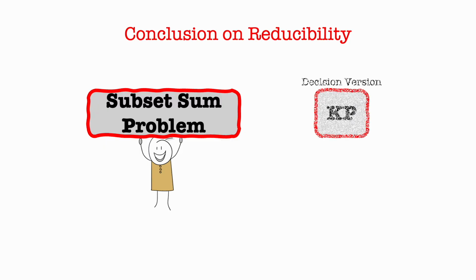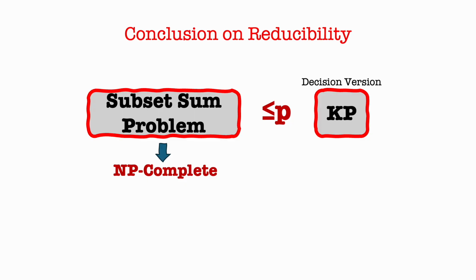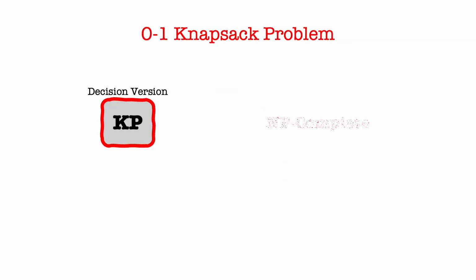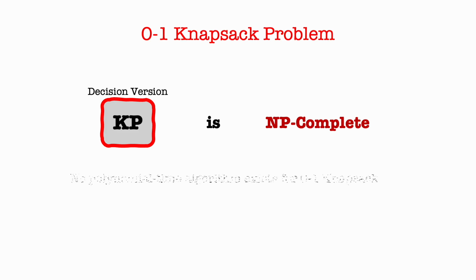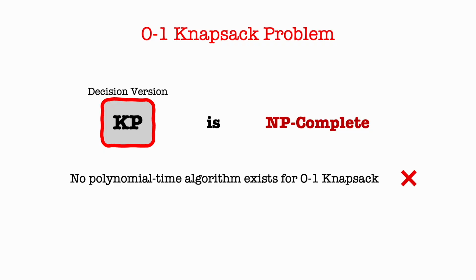We can conclude that the subset sum problem can be reduced to the decision version of the 0-1 knapsack problem in polynomial time. Since the subset sum problem is NP-complete, we can now conclude that the decision version of the 0-1 knapsack problem is also NP-complete. You might think that since the decision version of 0-1 knapsack is NP-complete, it must mean that no polynomial time algorithm exists for it. The answer is no. We have not proven that no polynomial time algorithm exists for the decision version of 0-1 knapsack. Despite extensive efforts by mathematicians and computer scientists, no such proof exists to date.